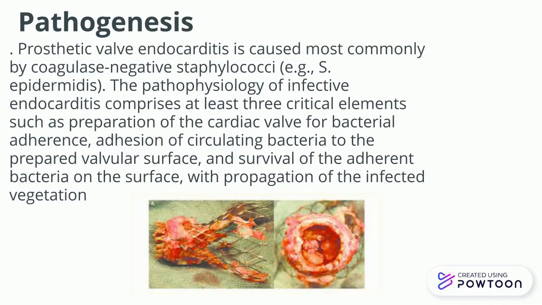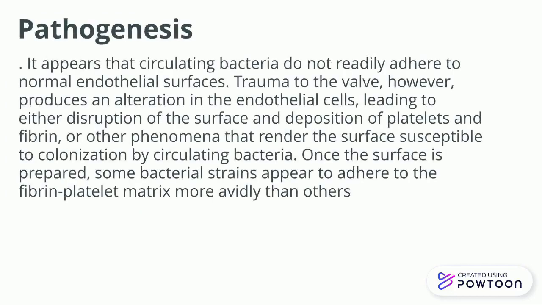The pathophysiology of infective endocarditis comprises at least three critical elements: bacterial adherence, adhesion of circulating bacteria to the prepared valvular surface, and survival of adherent bacteria. It appears that circulating bacteria do not readily adhere to a normal endothelial surface. Trauma to the valve, however, produces an alteration in endothelial cells, leads to either disruption of the surface and deposition of platelets and fibrin, or other phenomena that render the surface susceptible to colonization by circulating bacteria.